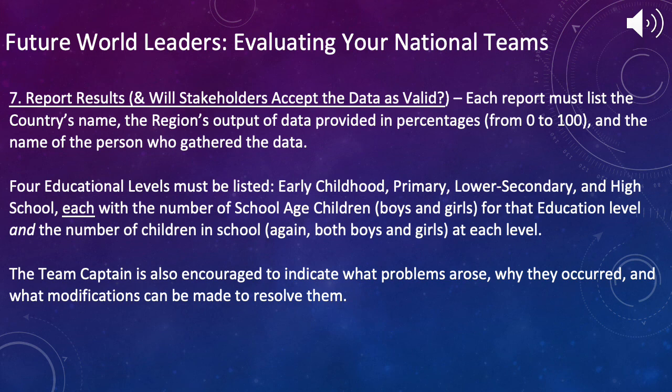And will stakeholders accept the data as valid? Each report must list the country's name, the region's output of data provided in percentages from 0 to 100, and the name of the person who gathered the data. 4 educational levels must be listed: early childhood, primary, lower secondary, and high school, each with a number of school-age children, both boys and girls, for that education level, and the number of children in school, again both boys and girls, at each level. The team captain is also encouraged to indicate what problems arose, why they occurred, and what modifications can be made to resolve them.